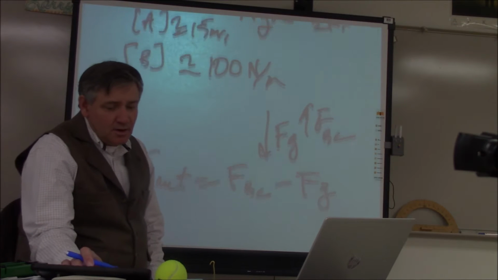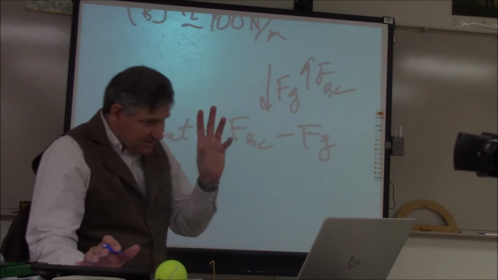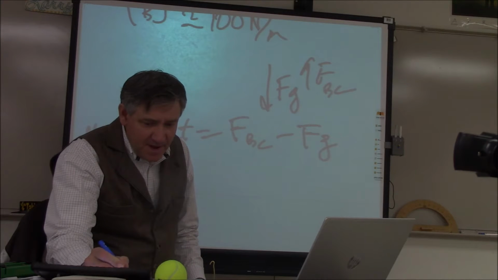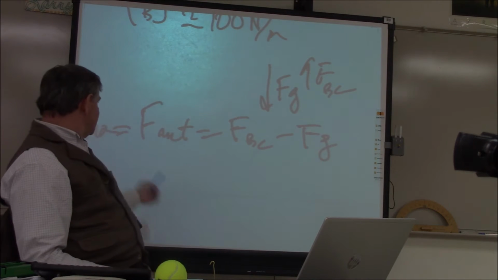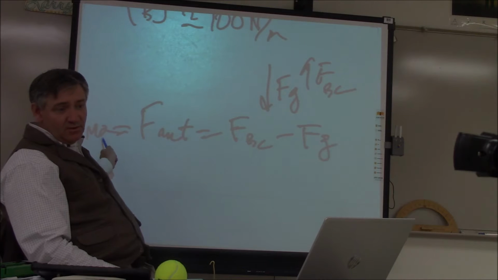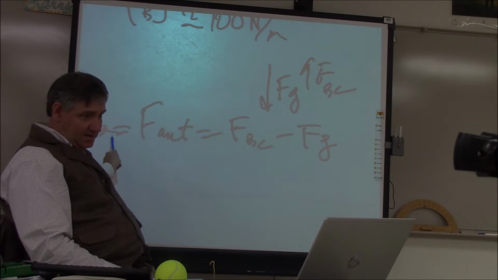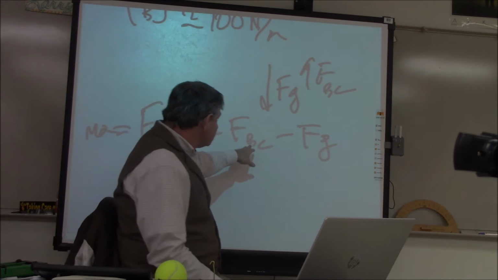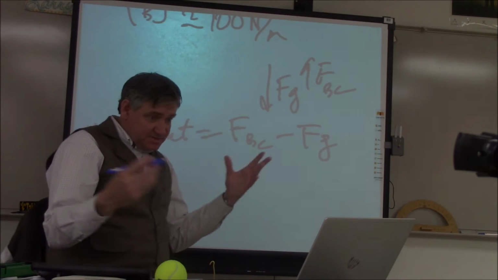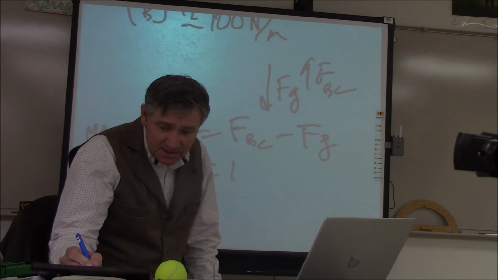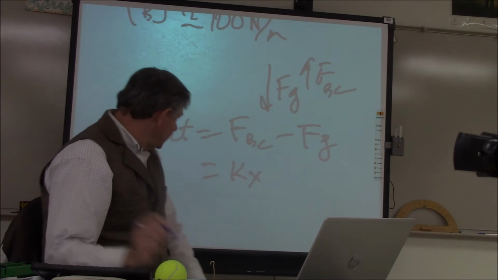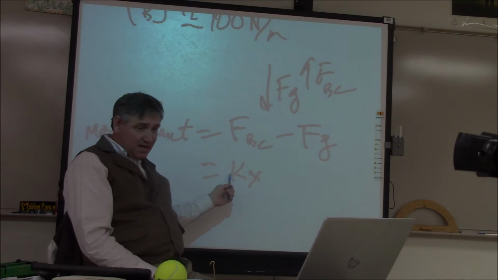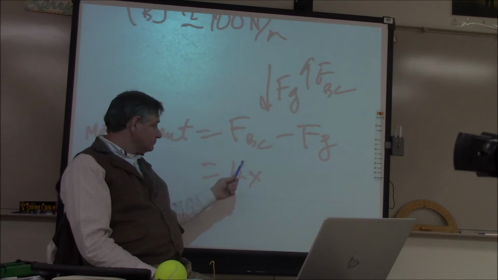Now, on E, this is where you're going to have to do a little bit of thinking. Your net force is mass times your acceleration. This acceleration is what you're ultimately searching for. Now, the force in the bungee cord, because it's following Hooke's law, is going to be kx. You know the spring constant. You already found that. That's around 100.